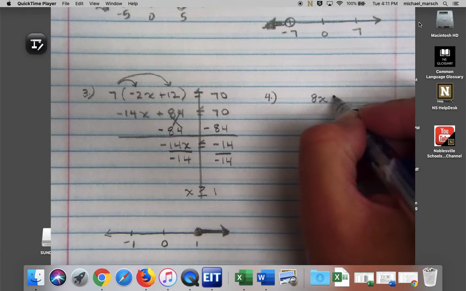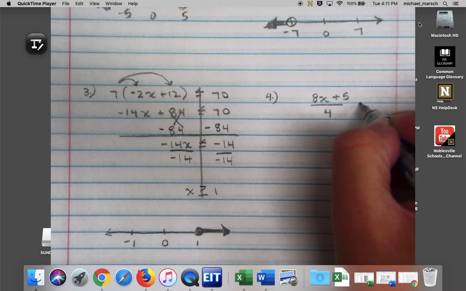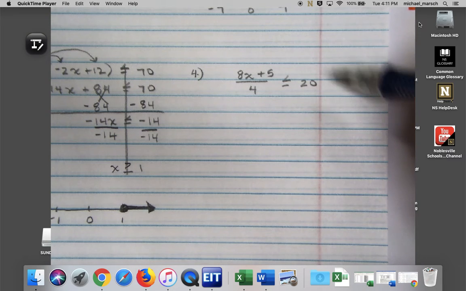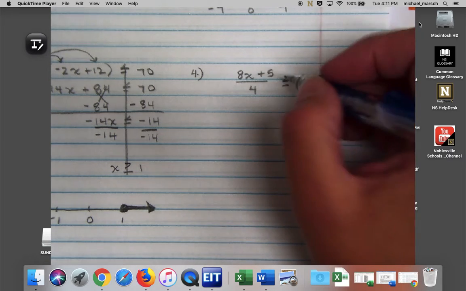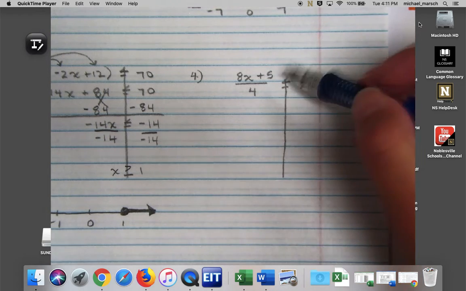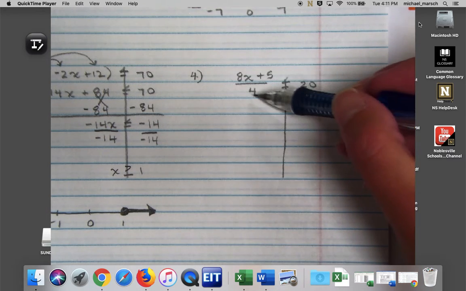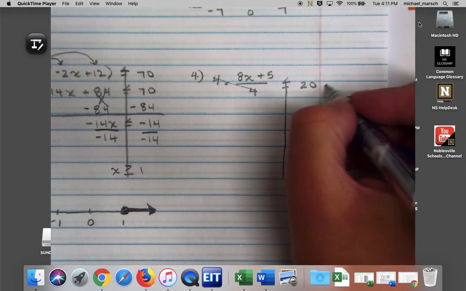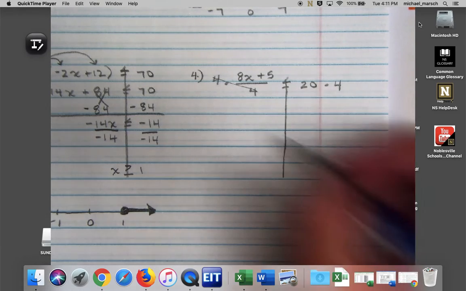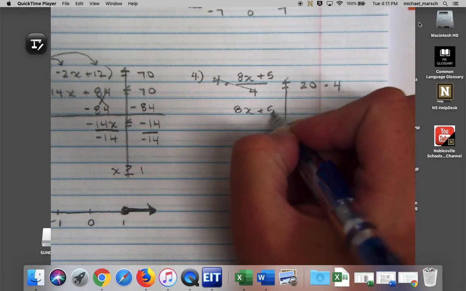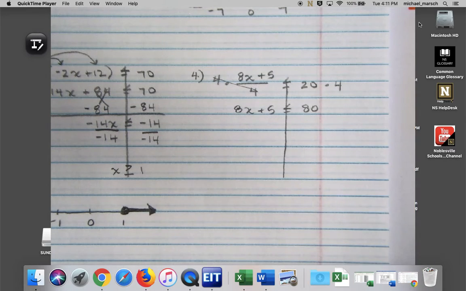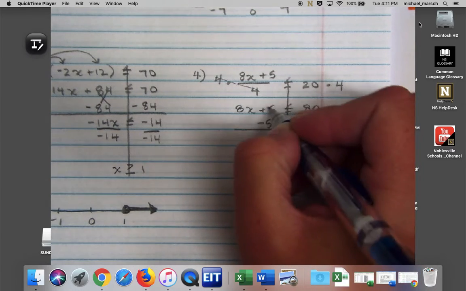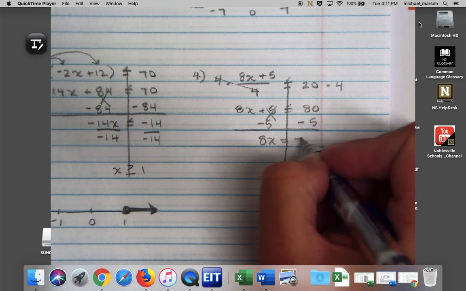I've got 8x plus 5 divided by 4 is less than or equal to 20. We haven't seen equations that look like this in a while, but we're going to solve this inequality just as we would if it was an equation. Since this whole expression is being divided by 4, I'm going to get rid of that by multiplying this side by 4 and this side by 4. Now I'm left with 8x plus 5 is less than or equal to 80. Now I've got a two-stepper, so I'm going to subtract the 5 from both sides.